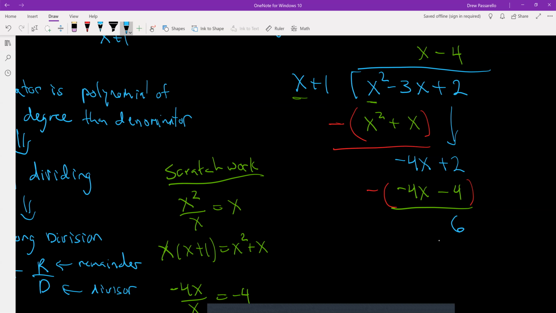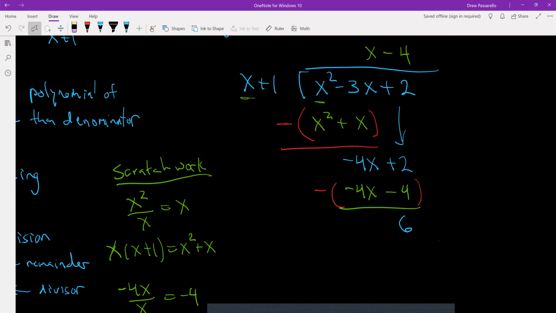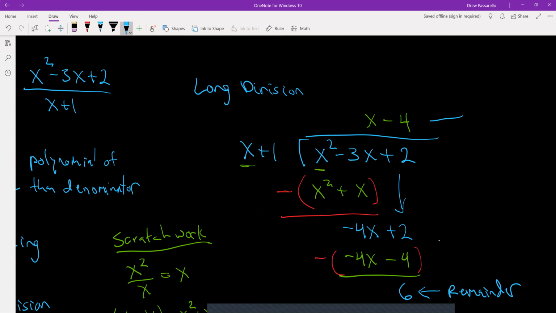Now I stop here because now 6 is a lower degree than the x plus 1. Constant has a degree of 0. So this is our remainder. And up here, this x minus 4, that's our quotient. And what we're using in the denominator, the x plus 1, that's our divisor.